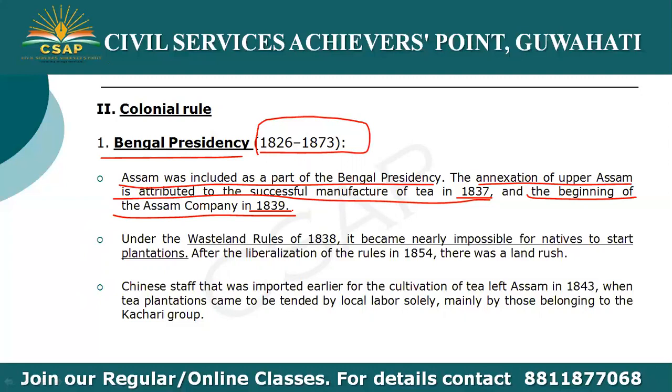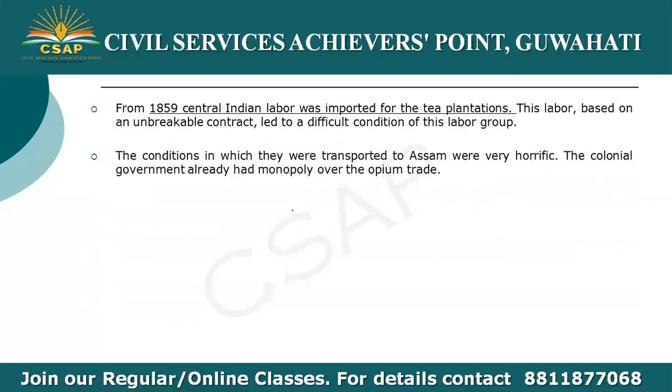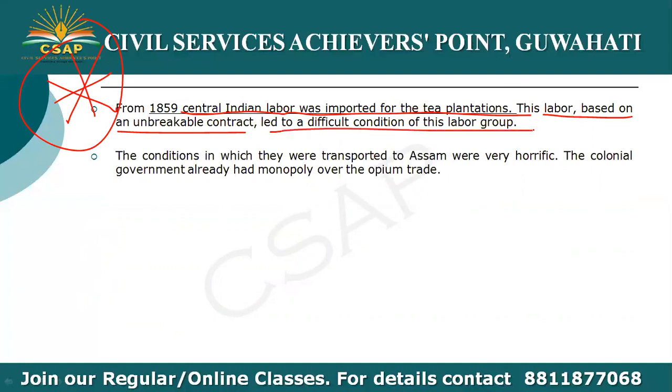And then the tea plantations came to be tended by local labor solely, mainly by those belonging to the Kachari group. Now from 1859, and this is very important, from 1859 onwards, Central Indian labor was imported for the tea plantations, and this labor, based on an unbreakable contract, led to a difficult condition for this labor group.